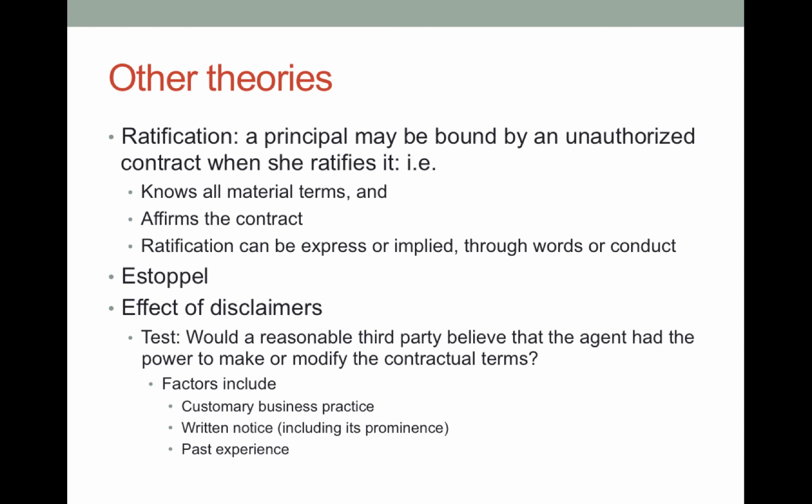Here are a couple other theories you should know about. One is ratification. Ratification is a concept that applies to a lot of circumstances, not just agency. It exists when someone is not bound to a contract, however, they agree to be bound. What are the requirements? In the context of agency, it requires that the principal knows all the material terms of the contract and affirms the contract. Again, material means significant, or terms that would affect the decision to enter a contract or the price.